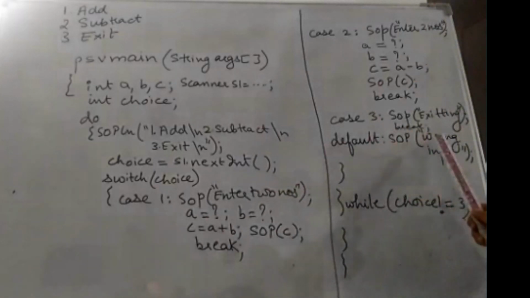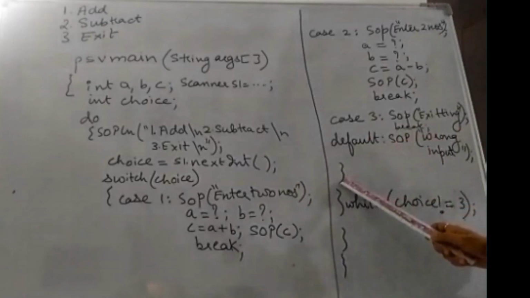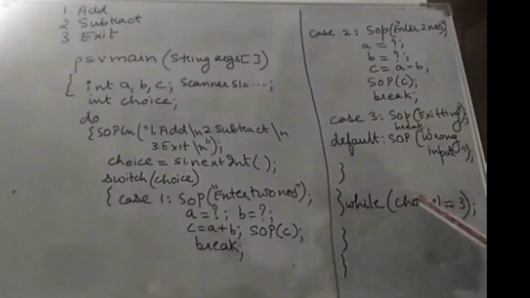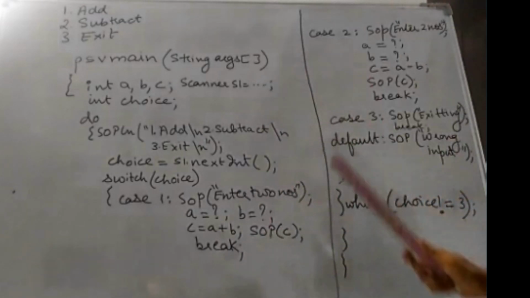And what is written here? Wrong input. Because of this, now there is no break, but this is the end of the switch case. So it will come out, and here choice is not equal to 3. Yes, it is not equal to 3. It is 7. So again you are in the loop. So you keep on being in the loop till you press 3.